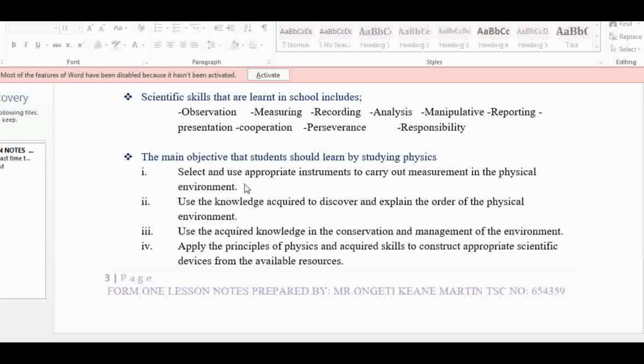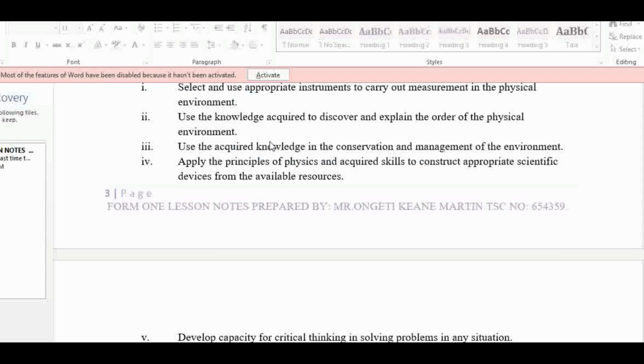So through the study of physics, there are these objectives that you should be able to select and use appropriate instruments. Then the next one is to use the knowledge acquired so as to discover and explain the order of the physical environment. The knowledge that you have acquired, you should be able to explain the order of the physical environment that surrounds you. Then use the acquired knowledge in conservation and management of the environment. Remember, management of the environment is something that raises lots of concern. In fact, it is a global concern. Therefore, the knowledge that you are acquiring should also be helpful, especially when it comes to conservation of the environment.